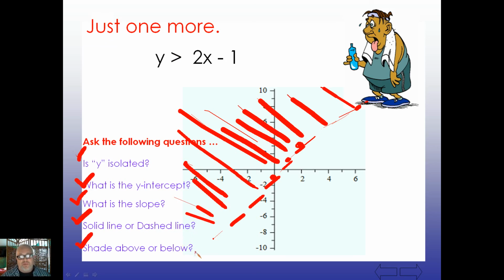The dashed line simply means that any ordered pair on the dashed line is not a solution, but everything above it certainly is. Solid line would include all the points on the boundary line.